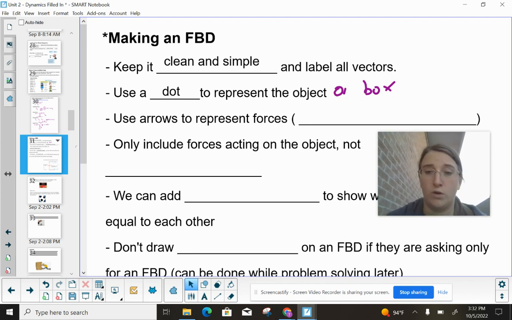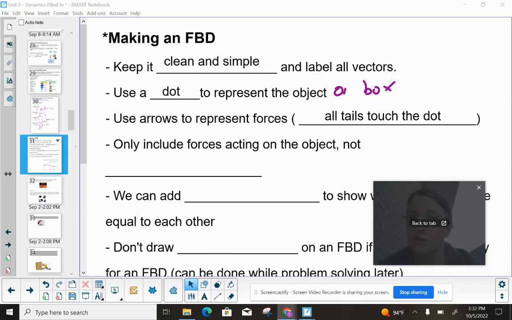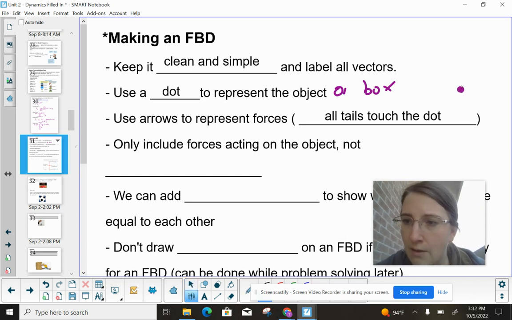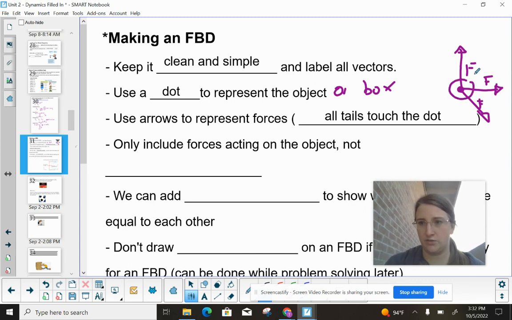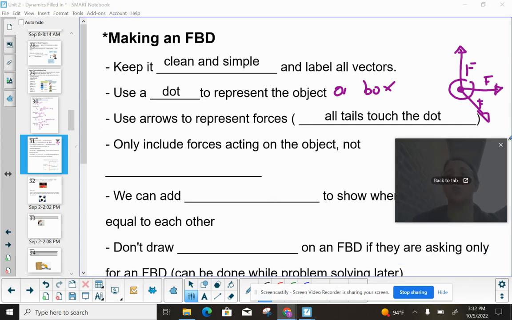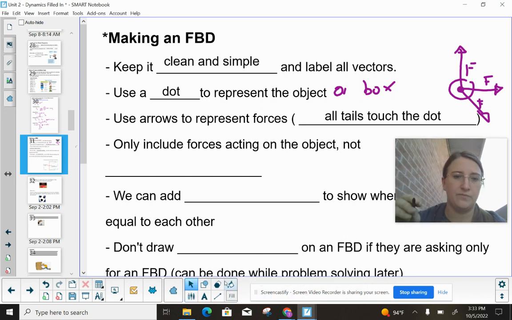We use arrows to represent forces, but this is different than this whole tip to tail concept. All tails touch the dot. So if here's my object, I might have a force here, I might have a force here, I might have a force here. All my tails touch the object, right? These are all the tips here. So this is different than drawing vectors tip to tail to add them. This is trying to visualize what's going on, and this is how we can visualize it.